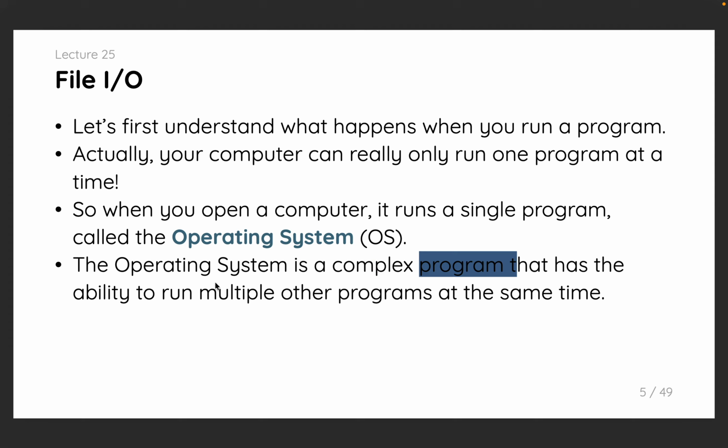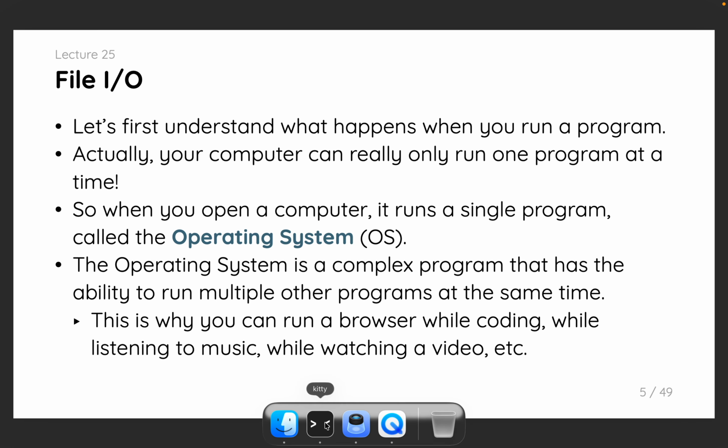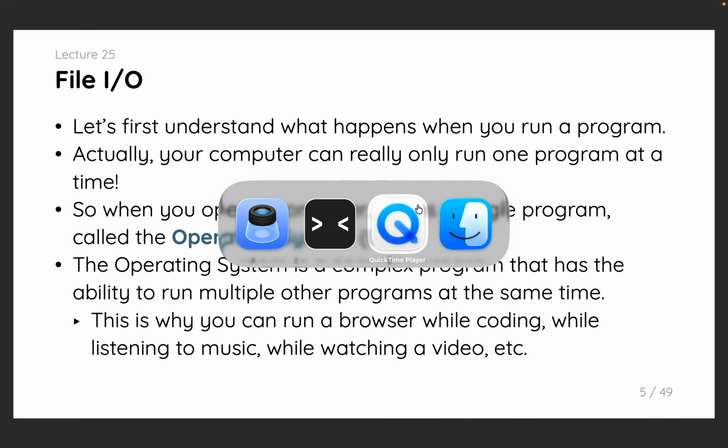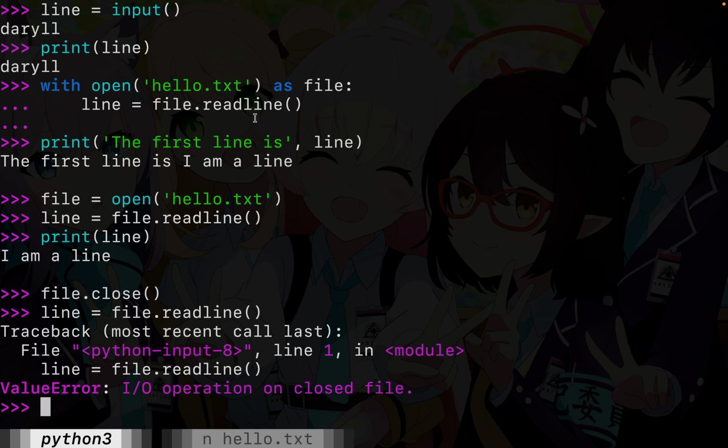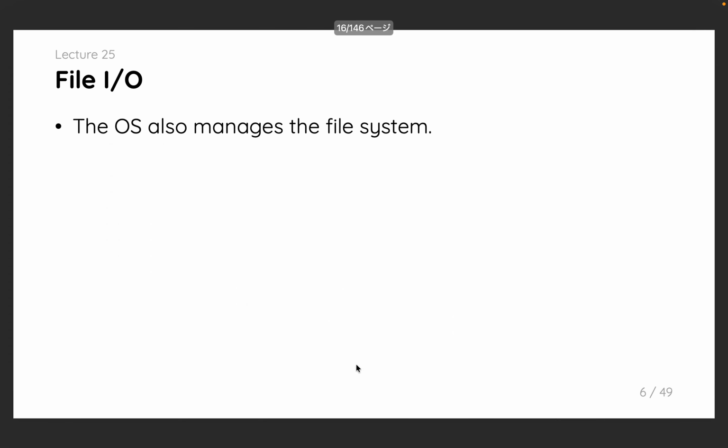It's a program that runs other programs. So you can think of it as a kind of meta program. It's a program that's able to run other programs. So this is why you can actually see all three windows are open over here. Your operating system does some magic in order for me to be able to switch between my terminal and my PDF viewer. Okay, so that is what my operating system is doing.